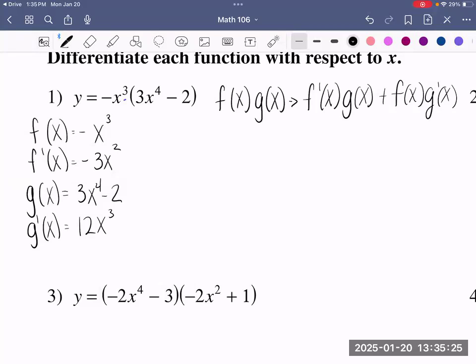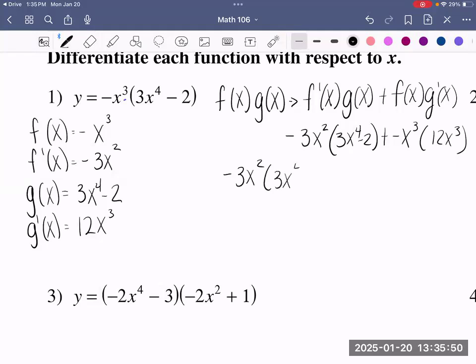So for us in the first part, we're looking for f prime of x, which we said was negative 3x squared times your g of x, plus f of x times your g prime of x. From here, all you have to do is start to clean up what you are given. So you have negative 3x squared, 3x to the fourth minus 2. And then we have minus 12x to the sixth.